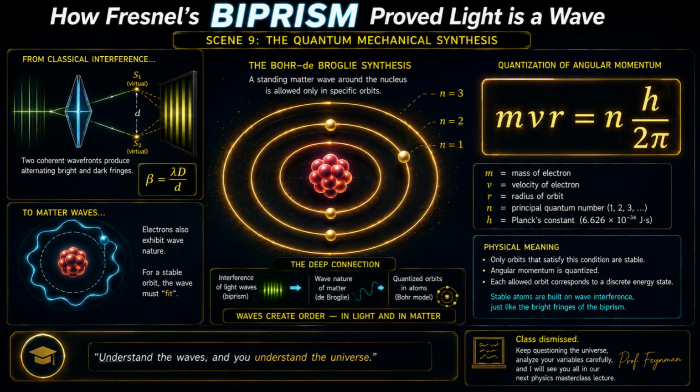By viewing the electron as a wave rather than a simple spinning billiard ball, physicists successfully derived the quantization of angular momentum. This matched the empirical breakthroughs of the Bohr atomic model, where angular momentum, mass small m times velocity small v times radius small r, must equal an integer small n times Planck's constant, small h, divided by 2 pi. The stable, discrete energy states of modern atoms are the direct mathematical result of constructive wave interference, identical in principle to the bright fringes formed by our classical Biprism.